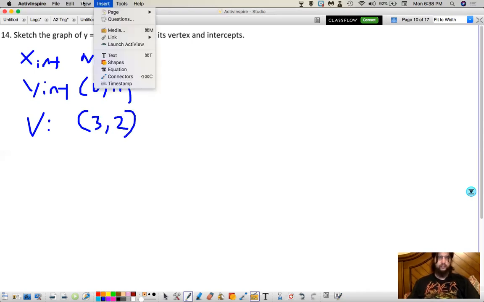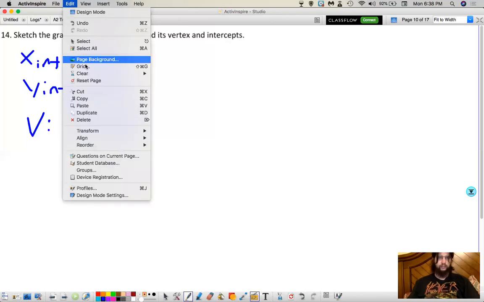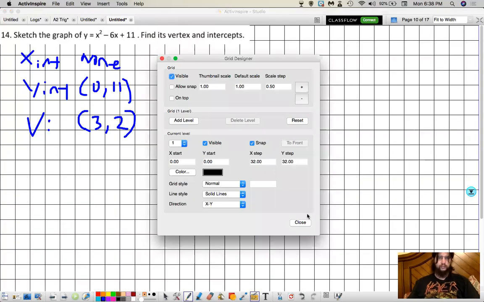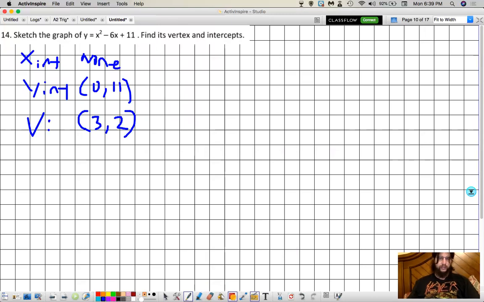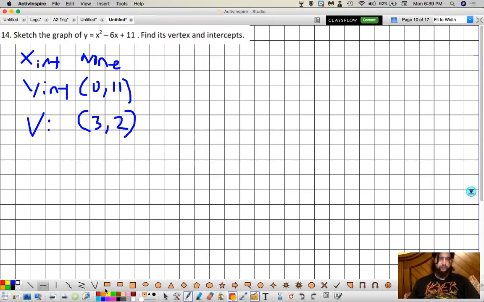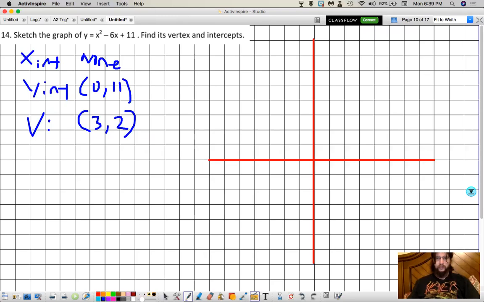Now let's graph the thing. Let me just go ahead and make some axes. Perfect, but it will be nice on your paper. Don't worry. Something like that. 1, 2, 3, 4, 5, 6, 7, 8. 9, 10, 11, 12. Sure, something like that will work. Point 3, 2 is my vertex. 3, 2. I got a point 0, 11.